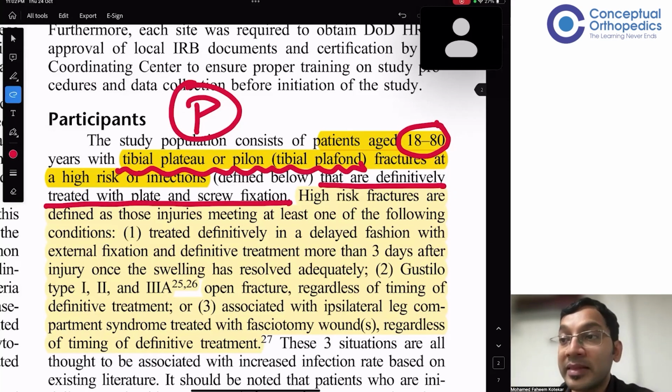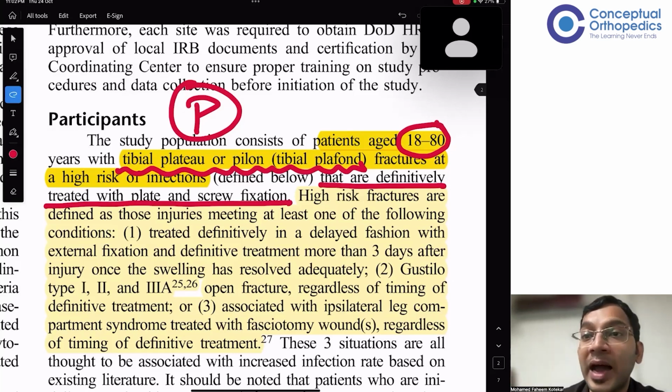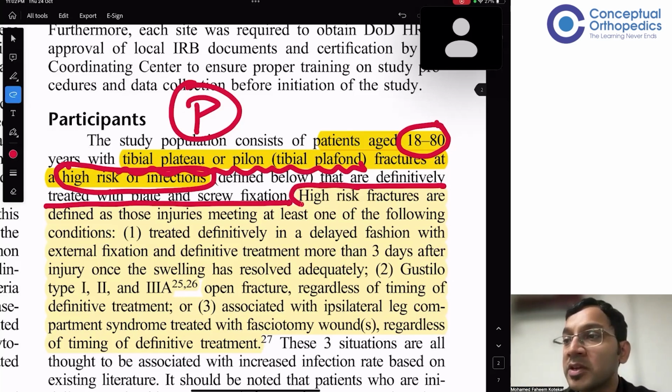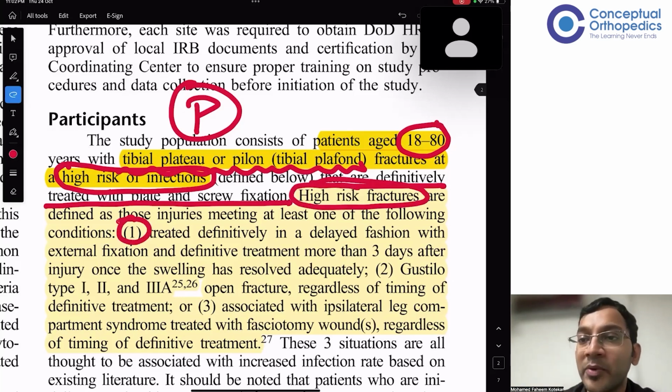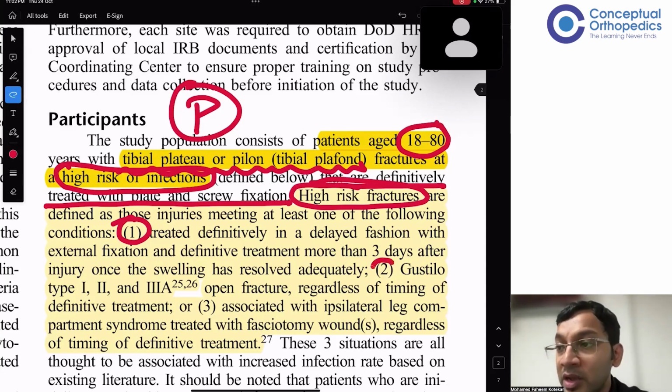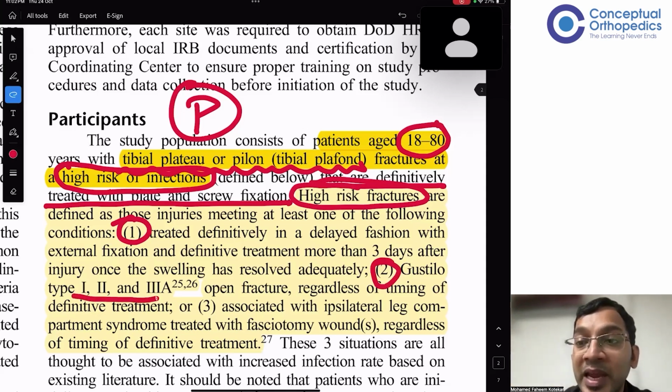Okay. Then they define what are these high risk of infections. So these high risk fractures are, number one, those who are treated in a delayed fashion. That means type 4, 5 or 6 Schatzkers where the soft tissue damage is bad and you put them either on an X-fix or you delay the definitive treatment for more than 3 days so that the swelling subsides. Or this is for closed injuries. If it's an open injury, they described it as type 1, 2 and type 3A.